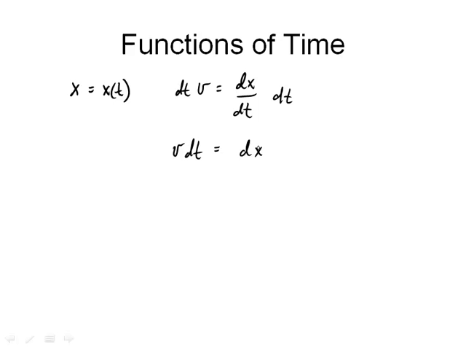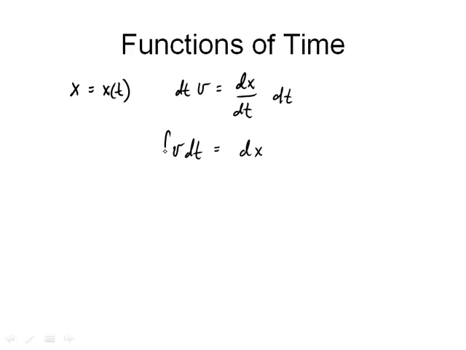All right, so let's assume that I have position, and position is a function of time. So there's my function notation from mathematics way back when you were in algebra. Position is a function of time. And so velocity is equal to the derivative of position with respect to time. But let's do this. Let's multiply both sides by dt. So the left side becomes v dt, and the right side becomes dx.